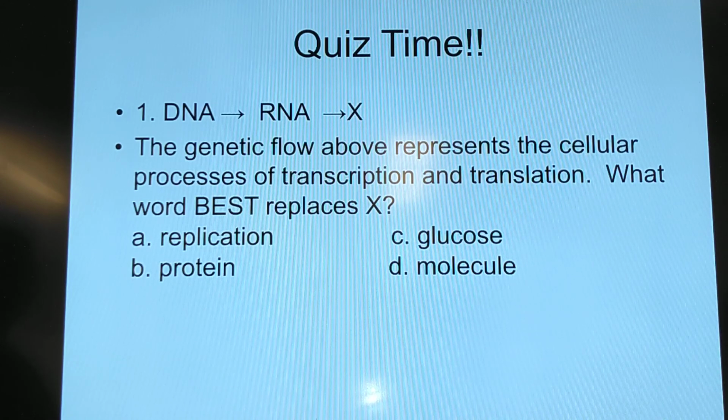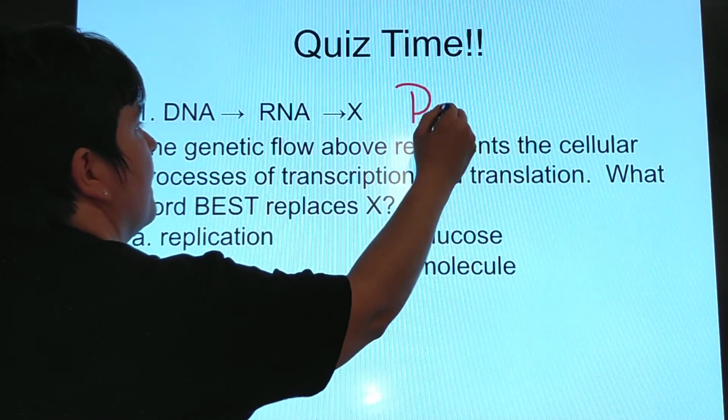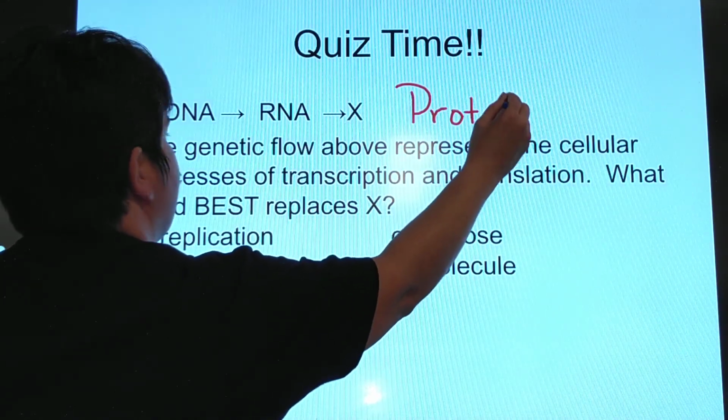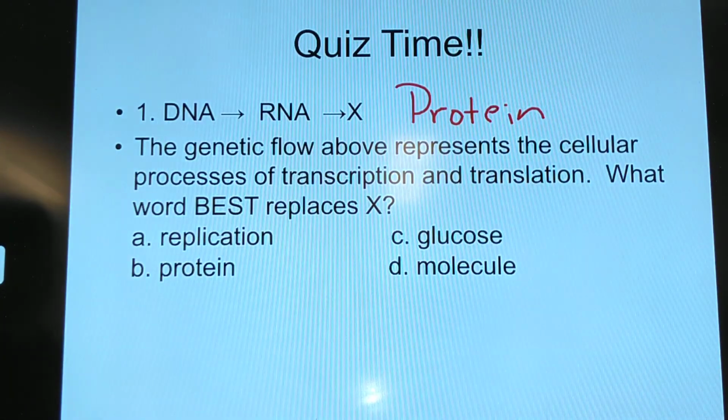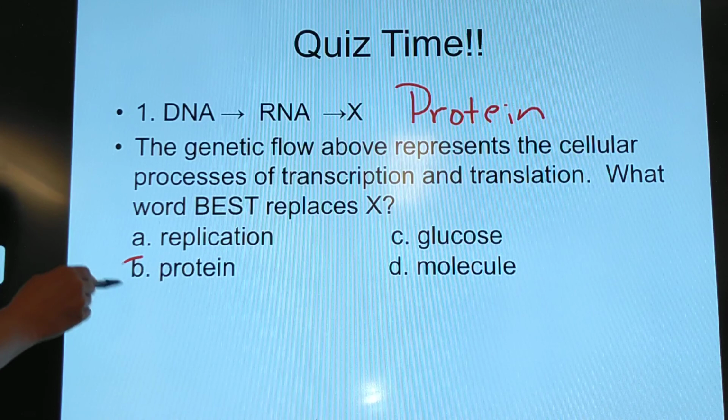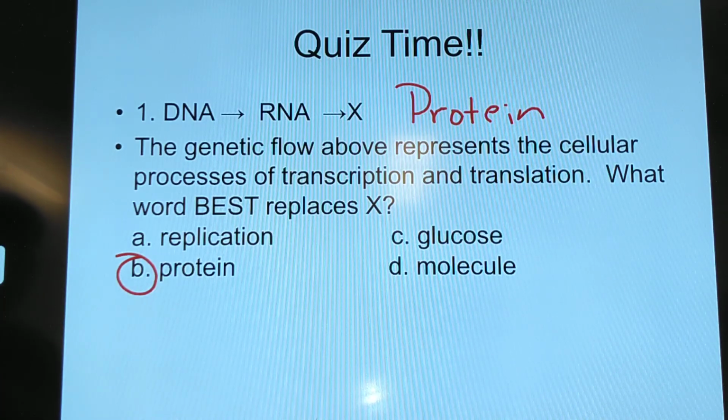Okay, so quiz time. DNA to RNA to X. What would that X be? DNA to RNA to protein. The genetic flow above represents the cellular process of transcription and translation. What word best replaces that X? That would be protein. And that's Crick's central dogma.